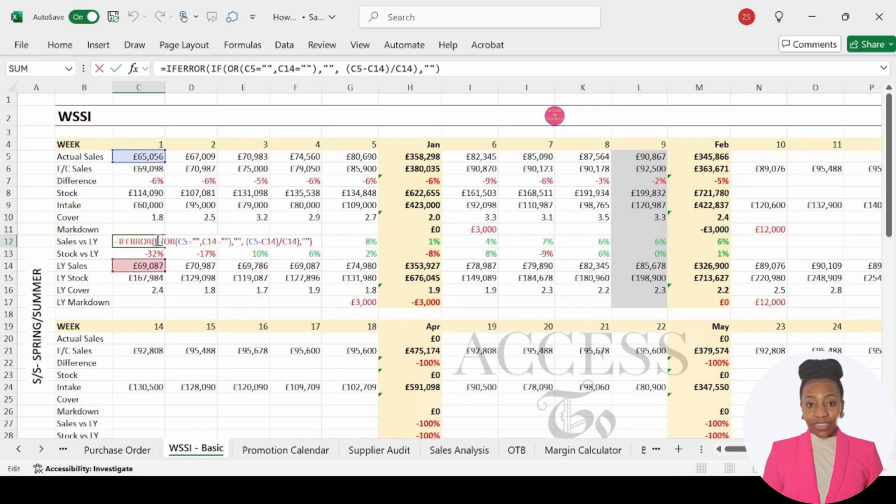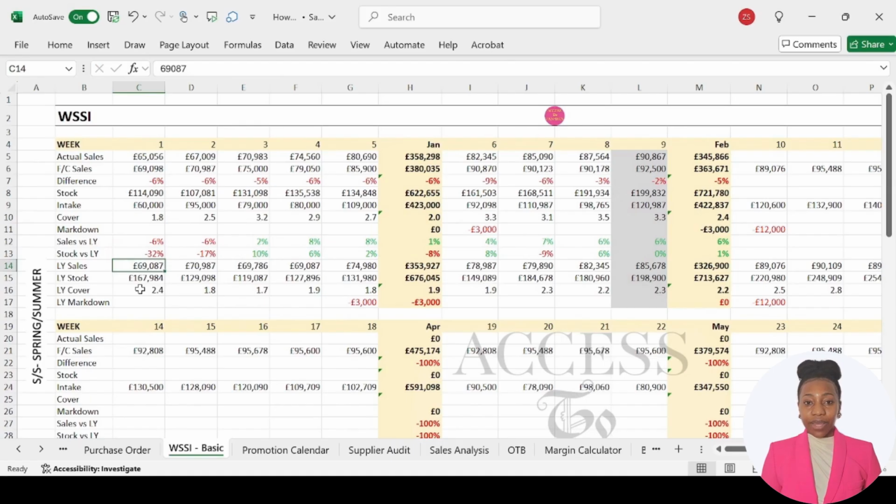And that's another difference calculation. That is your sales minus your last year sales divided by your last year sales. Then that gives us your difference. And as we can see, we're back on stock as well. Same thing: your stock for this year minus your stock for last year divided by stock for last year. And we're back quite a bit, 32%.